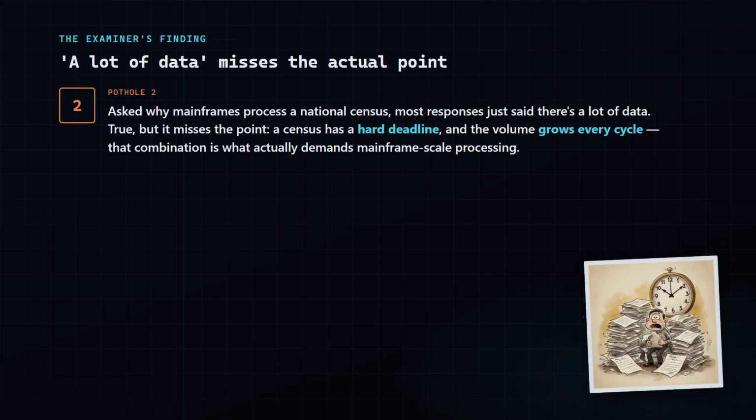Here's the second. Asked why mainframes process a national census, most responses just said there's a lot of data. That's true, but it misses the actual point. A census has a hard deadline, and the data volume grows every cycle. That's what actually demands mainframe scale, fault-tolerant processing, not the data volume on its own.